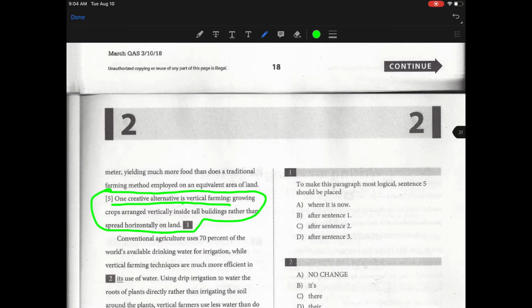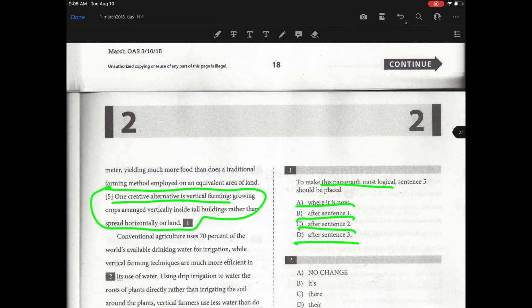They're saying, hey, listen, there is a solution. One creative alternative is vertical farming. So we need to find a place in this paragraph somewhere because it says to make this paragraph most logical. Okay, these are our options. We need to really understand where we actually need to define vertical farming. Where do we need to put this definition of vertical farming? Because they're explaining vertical farming is growing crops arranged vertically inside tall buildings. Okay, that's what it is.